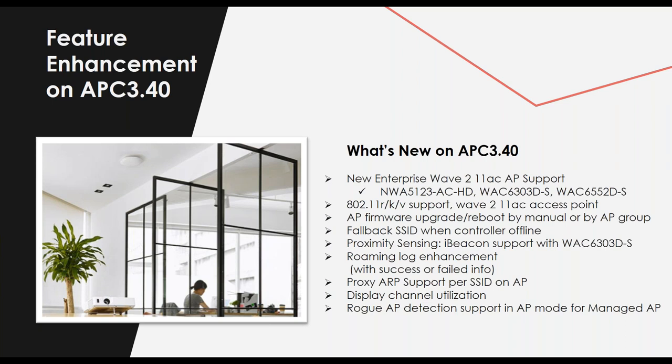Additional access points have been brought online. All of the additional roaming specs for 802.11 r/k/m/v have been supported. As we said, we can handle access point firmware upgrades now via groups. There's also a fallback SSID when the controller is offline, if you require. With some of the more upmarket, enterprise feature set access points, as in this instance the WAC6303D-S, which has a Bluetooth iBeacon, there's proximity sensing. There's also a roaming log enhancement. So as client devices move around and roam between access points, you can see all those transitions going on. And then there are some other smaller features that you can see there as usual.